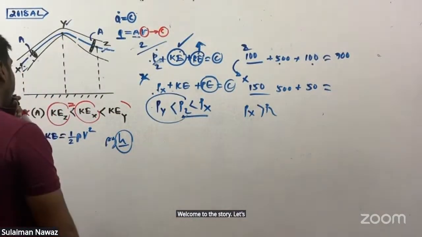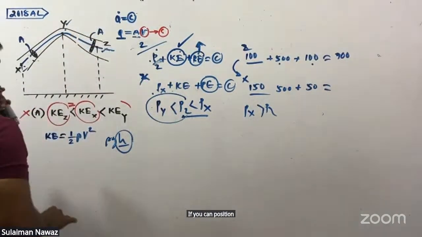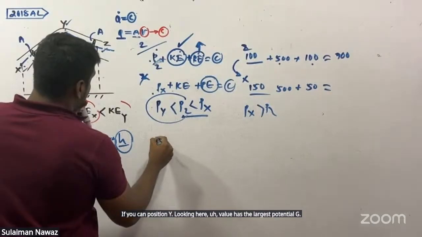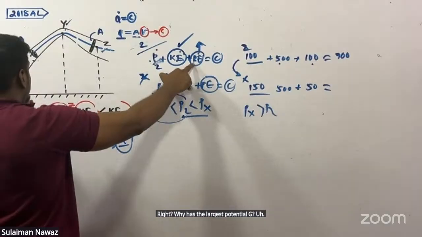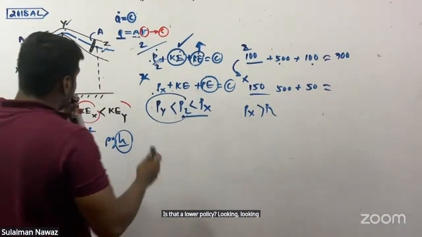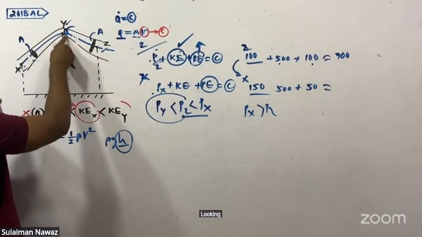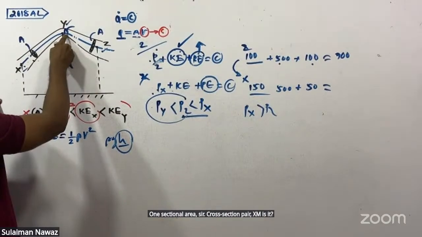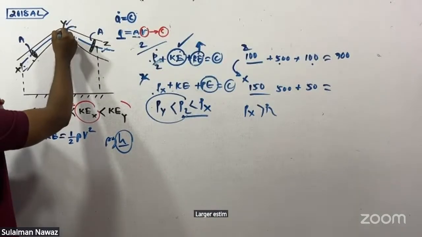Let's compare Z and Y. If you compare Z and Y, look here. Y has the largest potential energy. Right? Y has larger potential energy. Z has lower potential energy. Look here. Cross-sectional area at Y is lesser. Lesser cross-sectional area means larger velocity. Larger velocity means larger kinetic energy at Y.